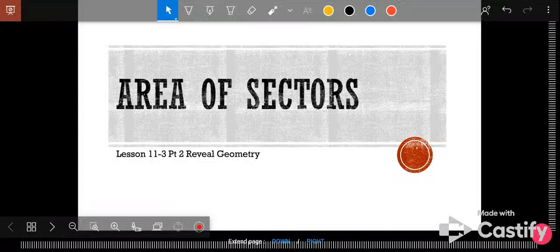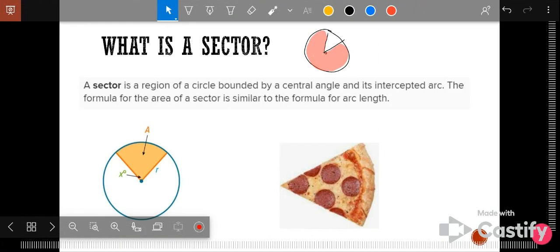This video will be the second part of 11.3, Module 11, Section 3 from Revealed Geometry on area of sectors. The first video we focused on circles, and now we're going to go to sectors. Let's start with what is a sector.